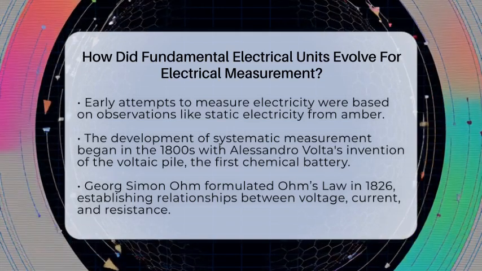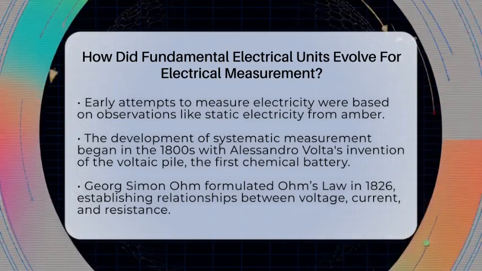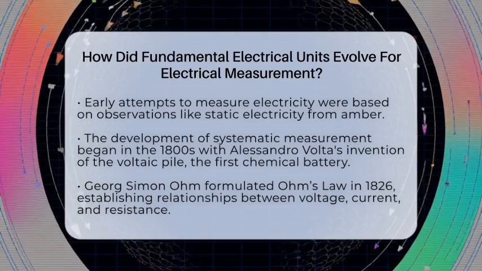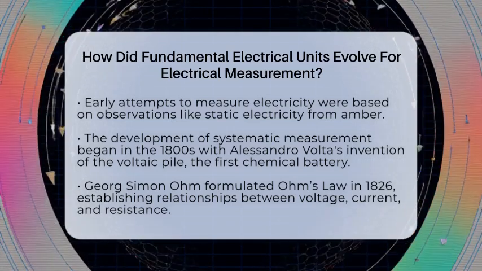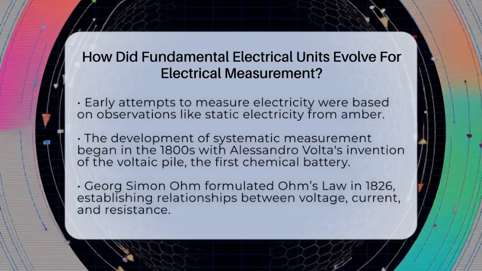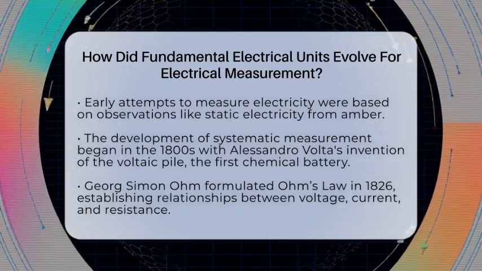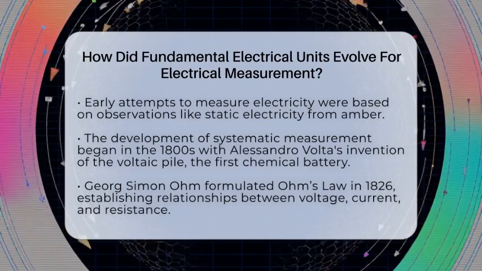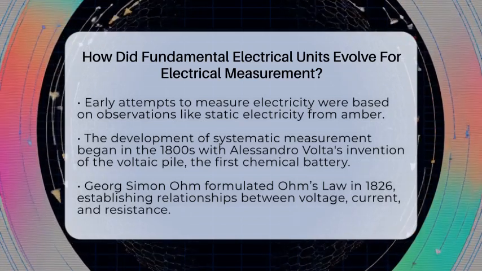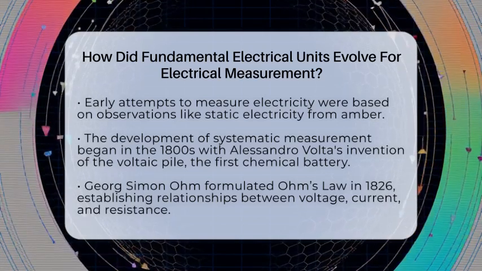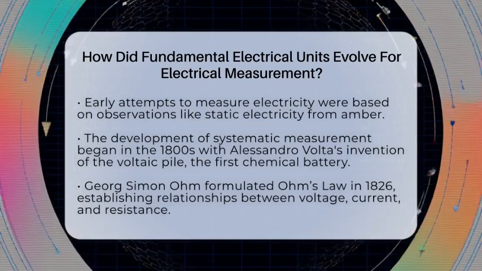The journey began thousands of years ago when ancient Greeks noticed static electricity by rubbing amber. But it was only in the 1800s that scientists started to understand and measure electricity systematically. Alessandro Volta invented the voltaic pile, the first chemical battery, which gave a steady current. This was a big step because it allowed consistent experiments.